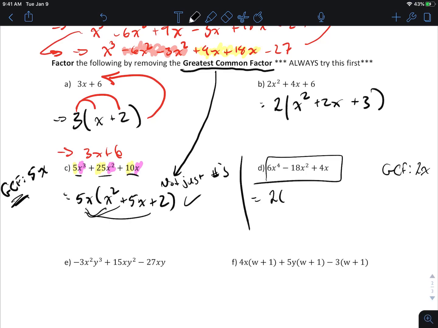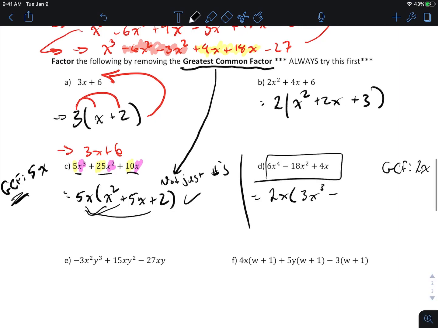So I'm left with 2x, and then I write what's left. Okay, well, it's 3x cubed minus 9x plus 2. And that should give you the other one back, right?